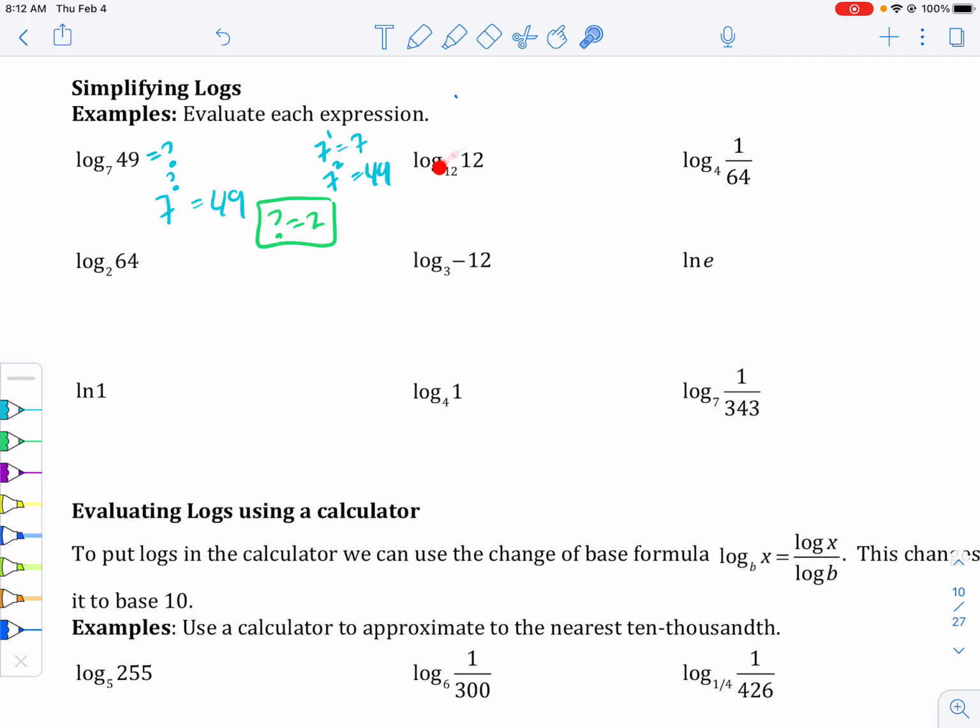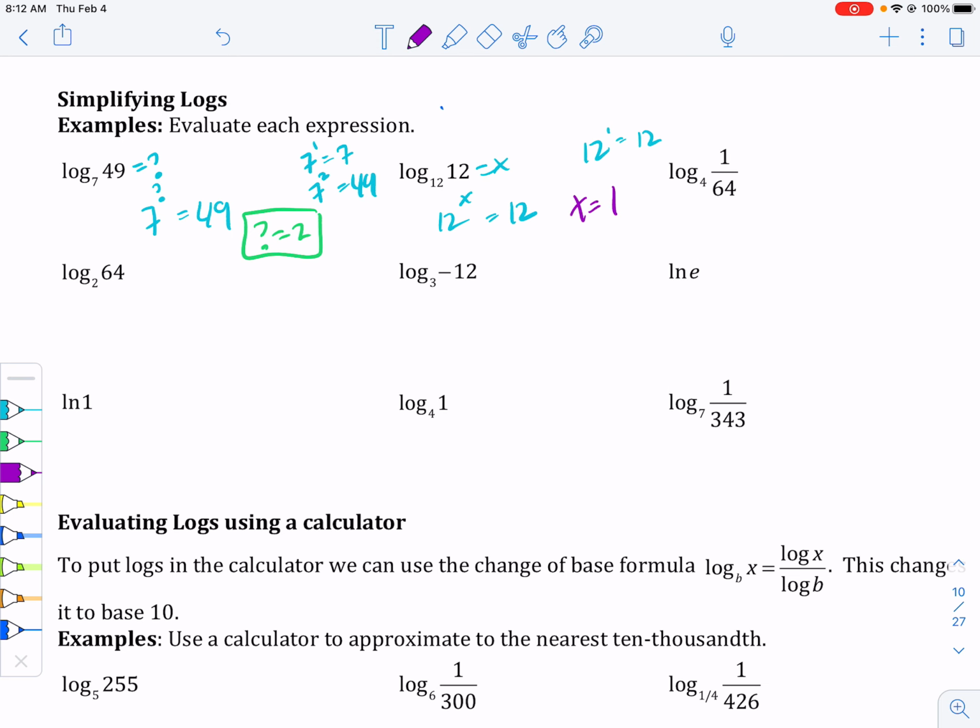Okay, if we look at this one, we have log base 12 of 12, so I'm doing 12. You can set it to variables as well. So 12 to the x power equals 12. Okay, well, again, if we start our powers of 12, 12 to the first is 12. Well, we wanted 12, so our x value is 1.